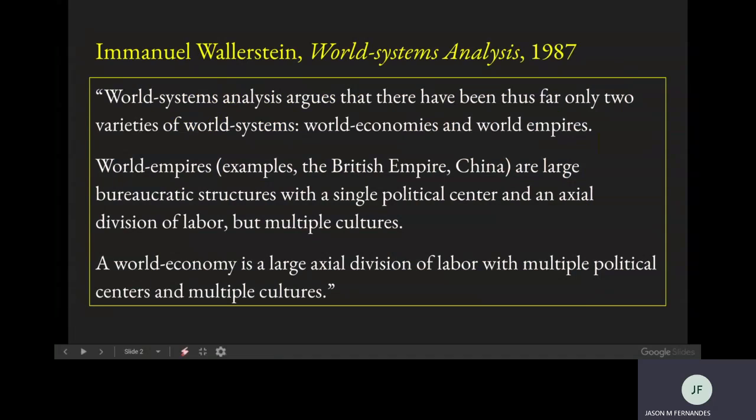So I want to start with a quote from Immanuel Wallerstein so we can, again, put our head into this framework that we've used in the course this year, usually centered around kind of a world systems analysis. So take a second to pause and read what Wallerstein has to say.